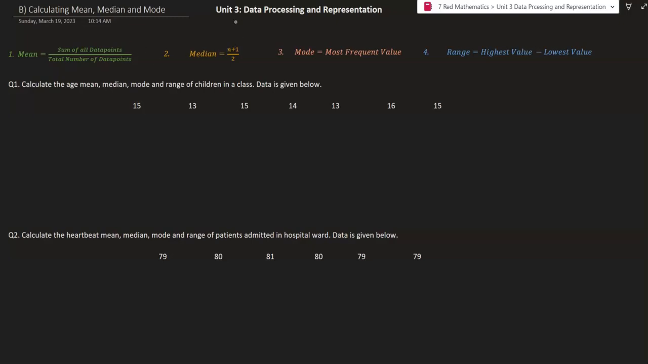Assalamu alaikum class. So the next lesson of Unit 3, data processing and representation, is basically calculating mean, median and mode. So we're just going to calculate simple mean, median and mode.